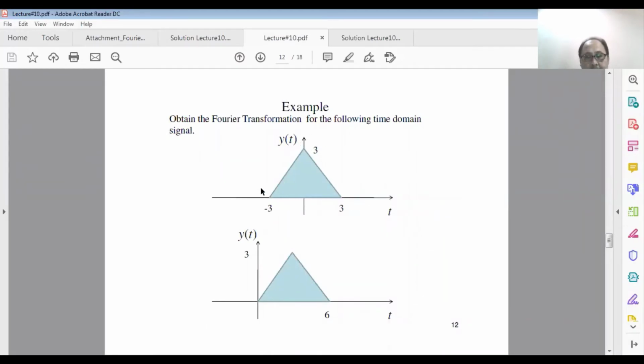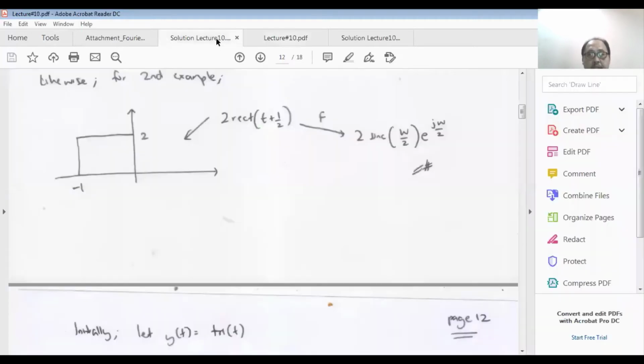For these examples, we are given triangular signals, where we have a triangular function with an amplitude of 3 and a time duration from -3 to +3. Okay, so let's have a look at the solution.